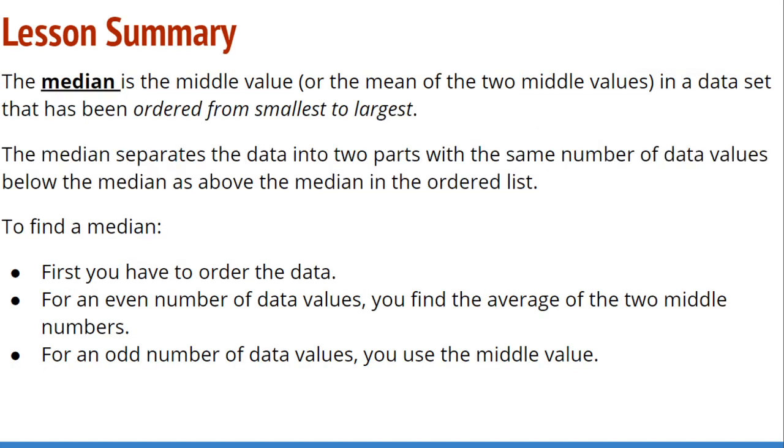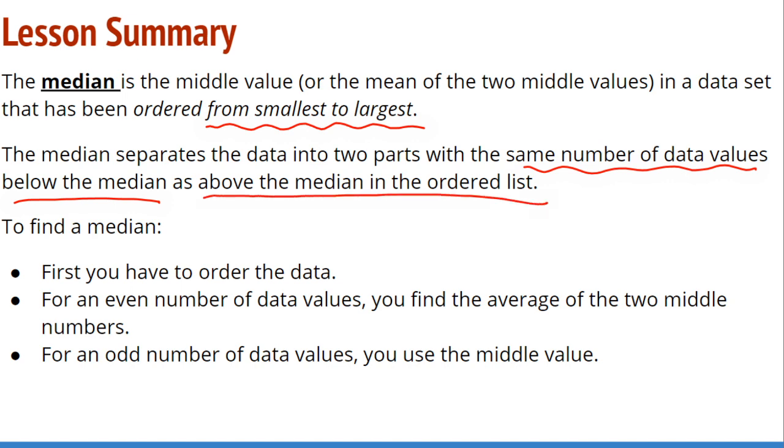All right, lesson summary. The median is the middle value in a data set that has been ordered from smallest to largest. Keep emphasizing this. You have to put them in order from smallest to largest if you're going to find the median. The median is going to separate the data into 2 parts. We will have the same number of data values below the median and above the median. To find the median, first we have to order the data. Put it in order from least to greatest.